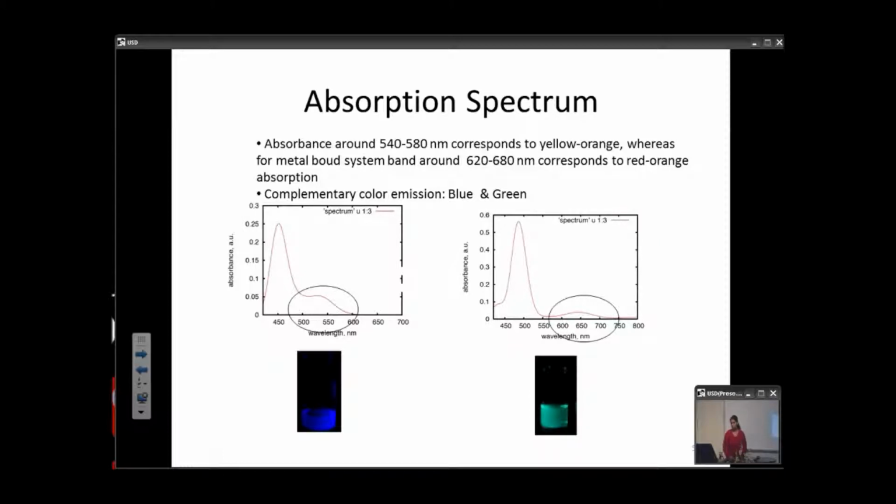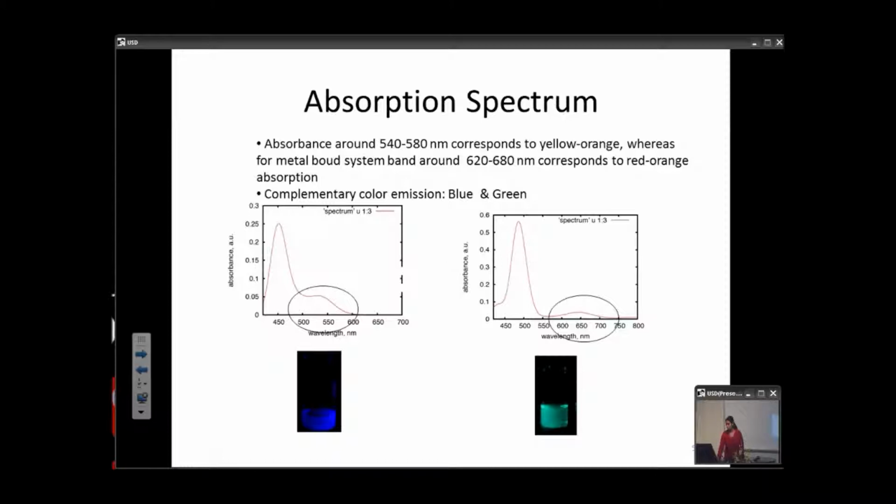And also we have plotted the absorption spectra for both the systems. And here is the protonated ligand system, and we can see there is an absorption around the range of 540 to 580, which corresponds to the blue emission. Also when we took the picture under the UV light, the sample is blue and fluorescent.